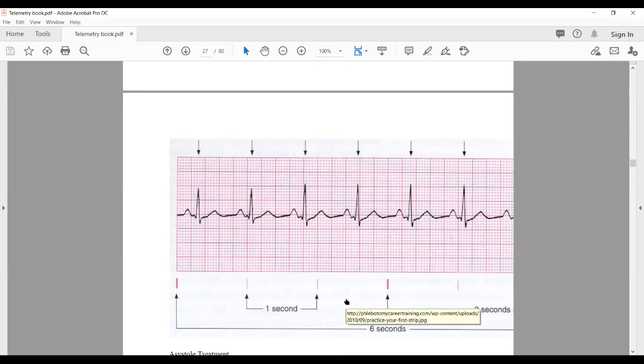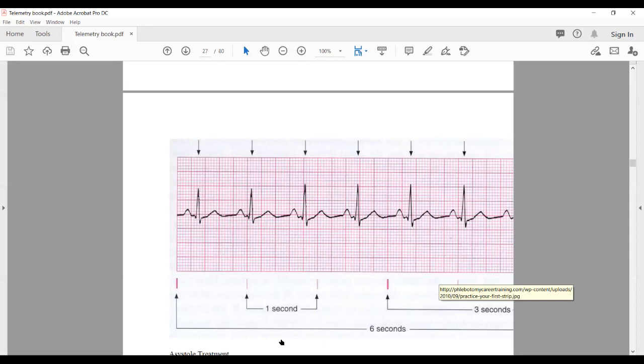The first thing you want to look at is, does each heartbeat have a P wave? So let's take a look. P wave, P wave, P wave, P wave, P wave, P wave, and that's a P wave. So yes, there is a P wave for each heartbeat. Does each heartbeat have an R wave? R wave, R wave, R wave, R wave, R wave, R wave. Yes, it does. Well, that's good, but it still doesn't tell us a lot until we measure everything and try to get a heart rate.